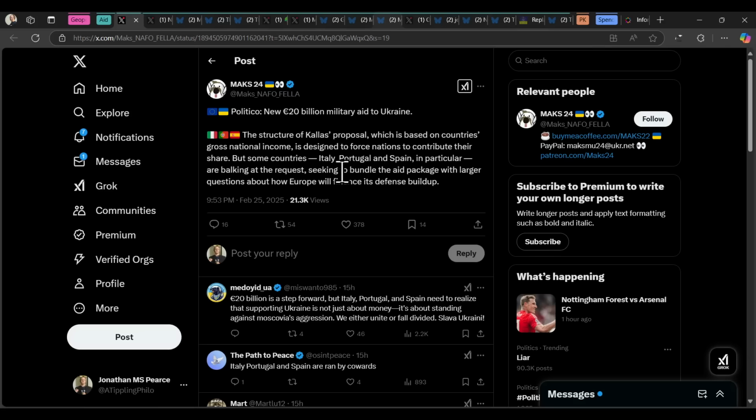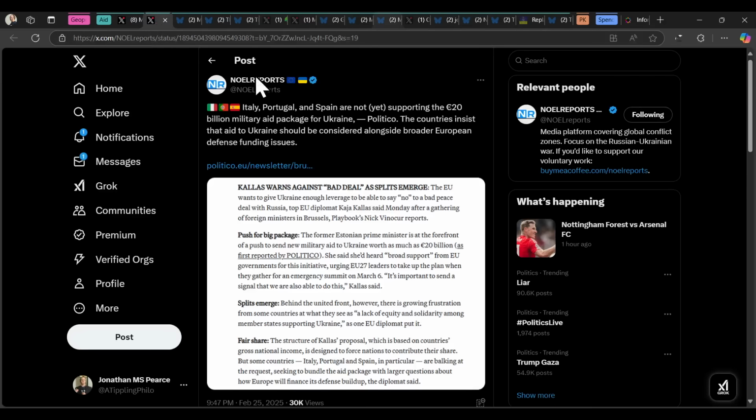But some countries, Italy, Portugal and Spain in particular, are balking at the request. Interesting that those nations are the ones further away from Moscow. And there is, as the Financial Times has shown, a correlation between the amount of aid people are prepared to give to Ukraine and their proximity to Moscow. So Italy, Portugal and Spain in particular are balking at the requests, seeking to bundle the aid package with larger questions about how Europe will finance its defence build-up. So there is a delay there, frustratingly.